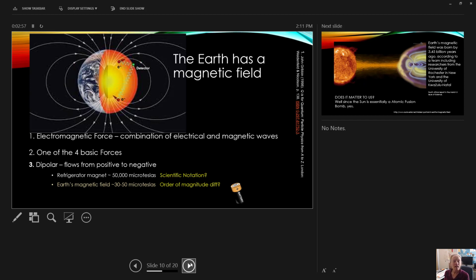This is an illustration of a magnetic field. Basically, it's invisible. A force field, essentially, that is electromagnetic, meaning it's got an electrical component and a magnetic component. We're not really going to get into the physics of it, but they're both wave components. It's actually not all that strong. Down at the bottom there, I wrote down that a refrigerator magnet has about 50,000 microteslas. That's how you'd measure magnetism.